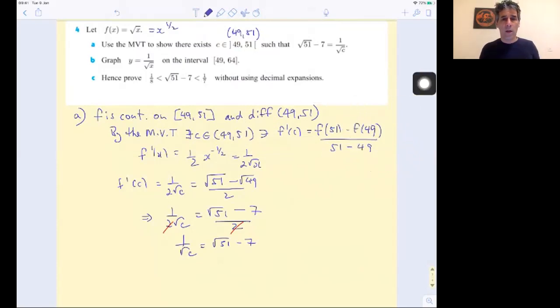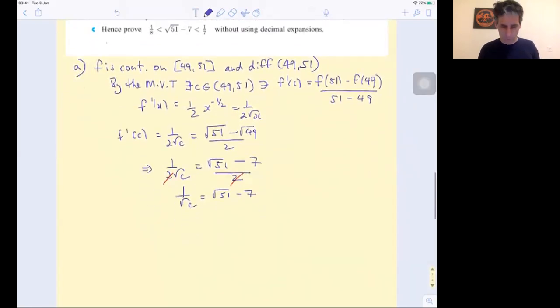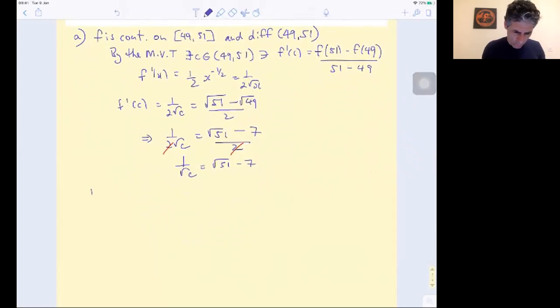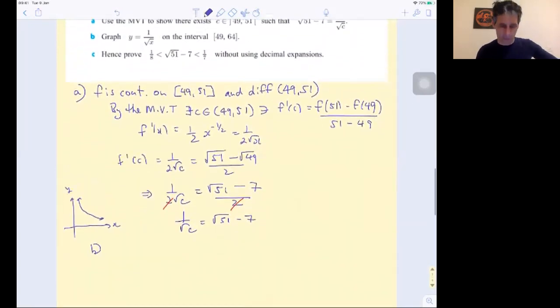Now on part B, it says to graph 1 over the square root of x on the interval 49 to 64. So 1 over anything x is going to look something like this, very similar to the 1 over x graph. In this particular case, it's 1 over the square root of x, and they're asking us to graph it between 49 and 64.